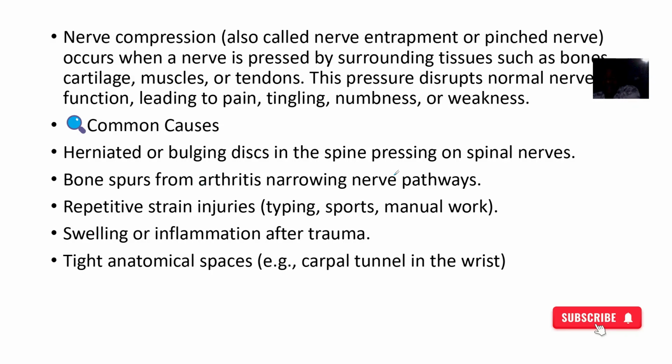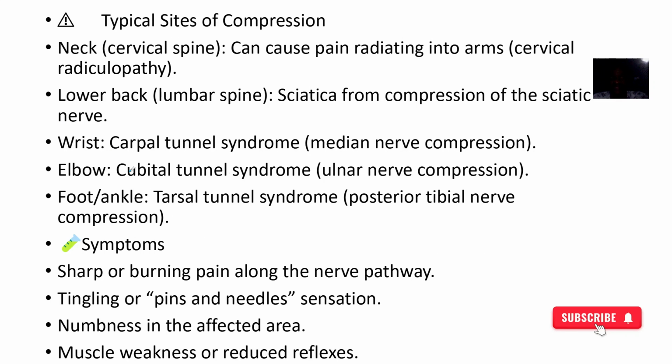It's also called nerve entrapment or pinched nerve, and usually occurs when a nerve is pressed by surrounding structures or tissues, such as the bones, the cartilages, the muscles, and the tendons. So common causes could be herniations or bulging disc, bone spurs, all those bony outgrowths, repetitive strain injuries, swellings or inflammations after trauma. It could just be that the anatomical surroundings became tight. Several things could make it tight: infections, injuries, the rest of it.